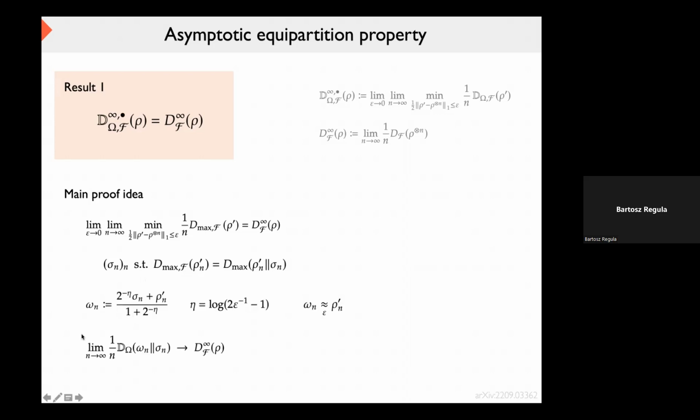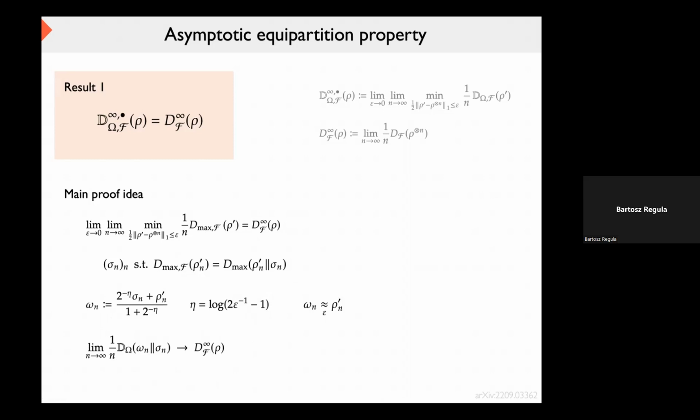So we define a new sequence of states, which are defined as follows. We have this definition, and this parameter eta is based on this epsilon. And epsilon, you might remember, goes to 0. So this quantity will actually be very large. And then these states omega n will actually be very close to rho prime n. And again, rho prime n is very close to rho tensor n. So what we get is that this omega n will essentially be very close to rho tensor n itself. And we can show that asymptotically it goes to the regularized relative entropy of the given resource. So this optimal sequence allows us to indeed reach the optimal value of quantum relative entropy asymptotically. Yeah, so that's the basic idea.